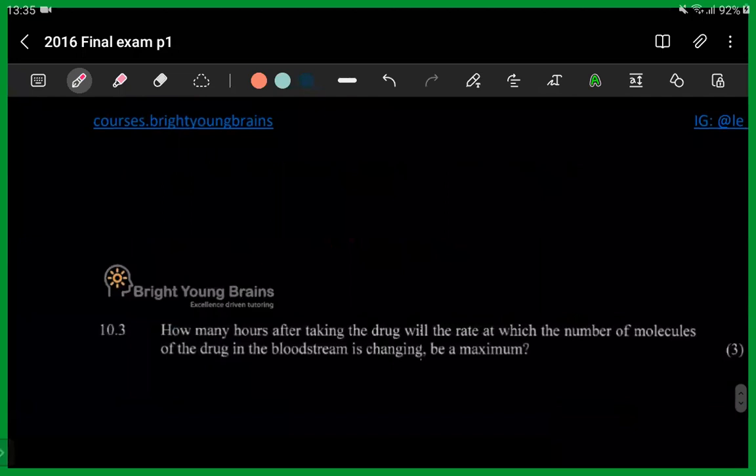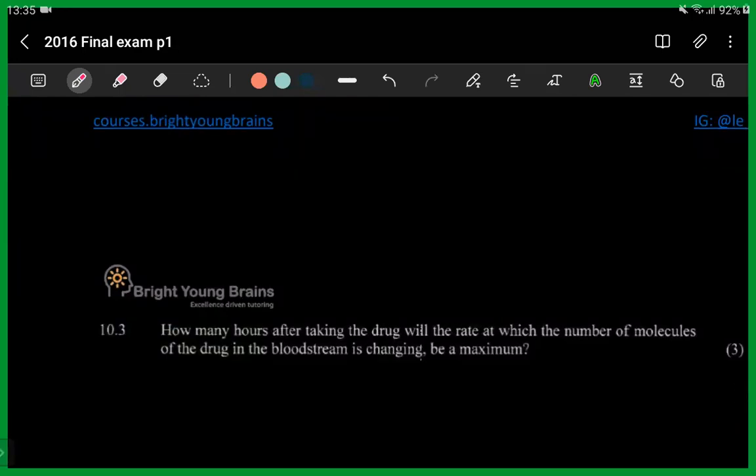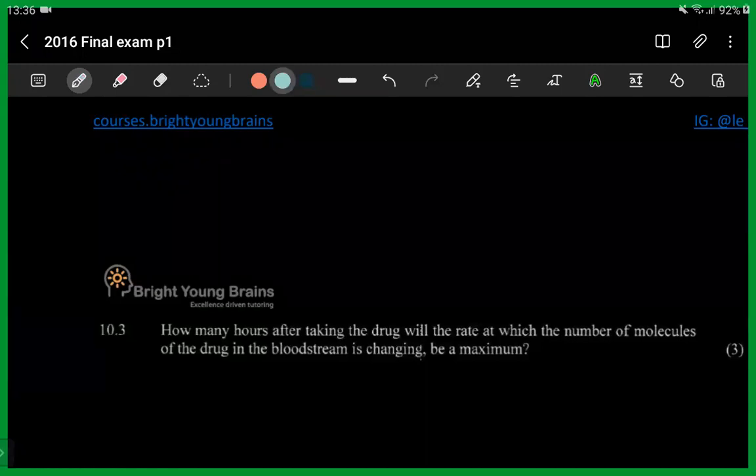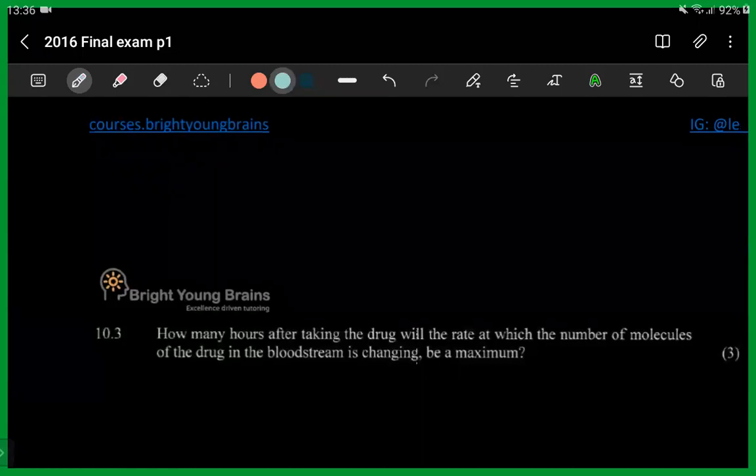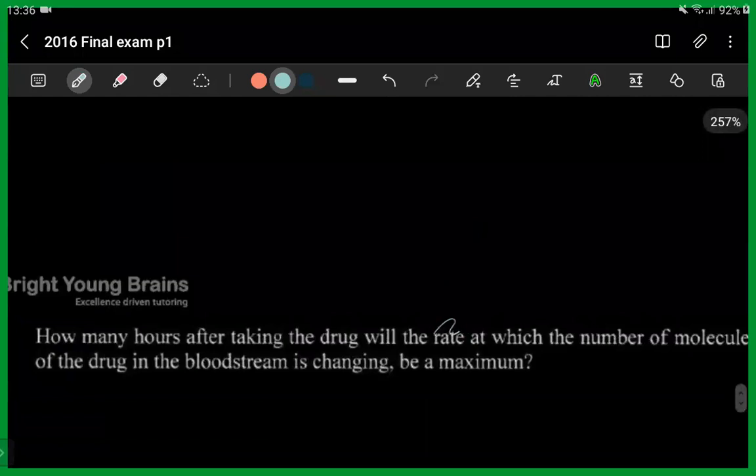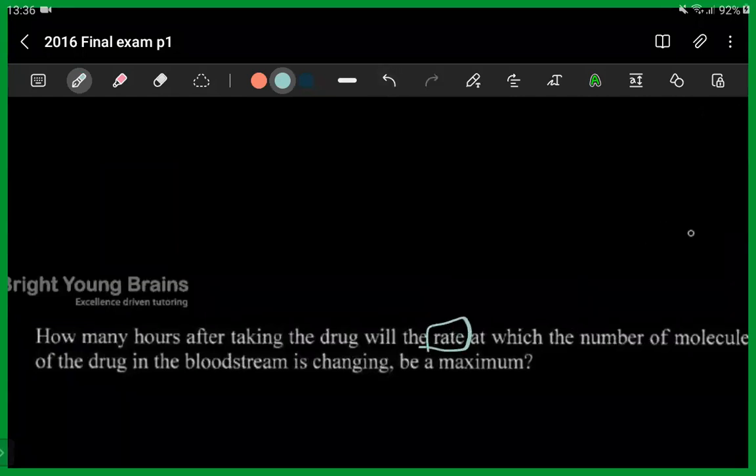10.3 says, how many hours after taking the drug will the rate at which the number of molecules of the drug in the bloodstream is changing be a maximum? So again, you see they're talking about rate of change. Now I think the trick is they're asking for the maximum. So when they're speaking of rate of change and they speak of the maximum, what do we do with the rate of change equation?